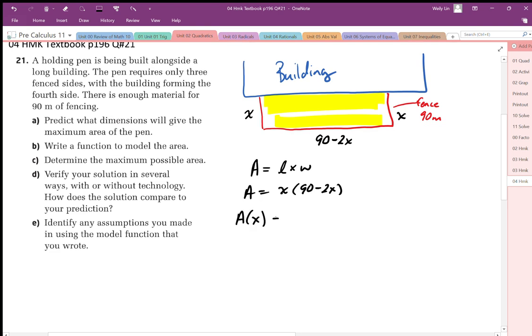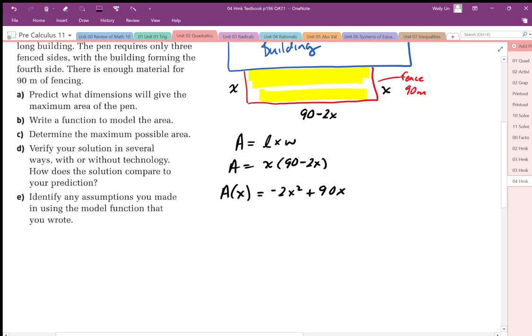So it looks like this. A of x, I've written as a function. I'm going to expand this: negative 2x squared plus 90x. If I graph this function, I'm going to find some maximum point which gives us the most area. So this would be A, and this would be different values of x along here. To find the maximum possible area, there's lots of things we can do. We can graph this, but in this case I'm going to complete the square to find the vertex.